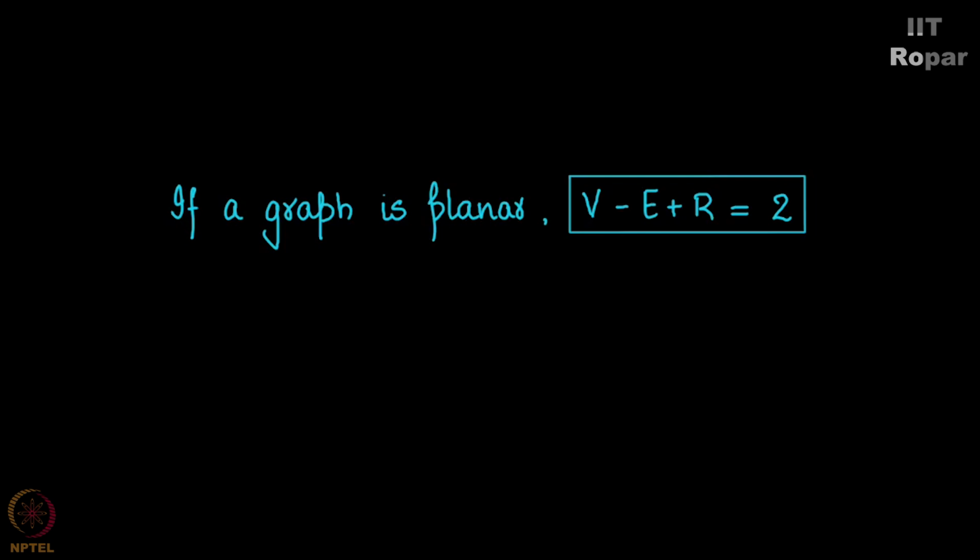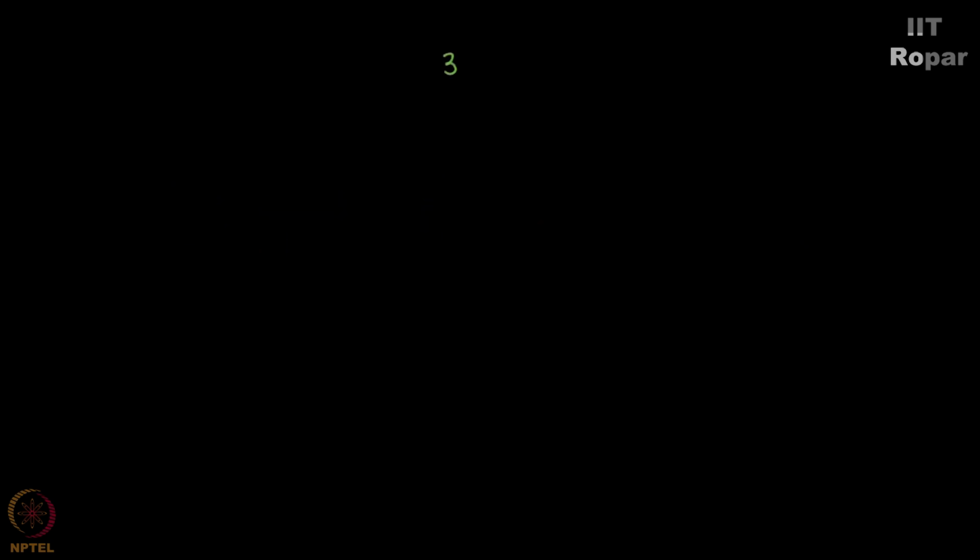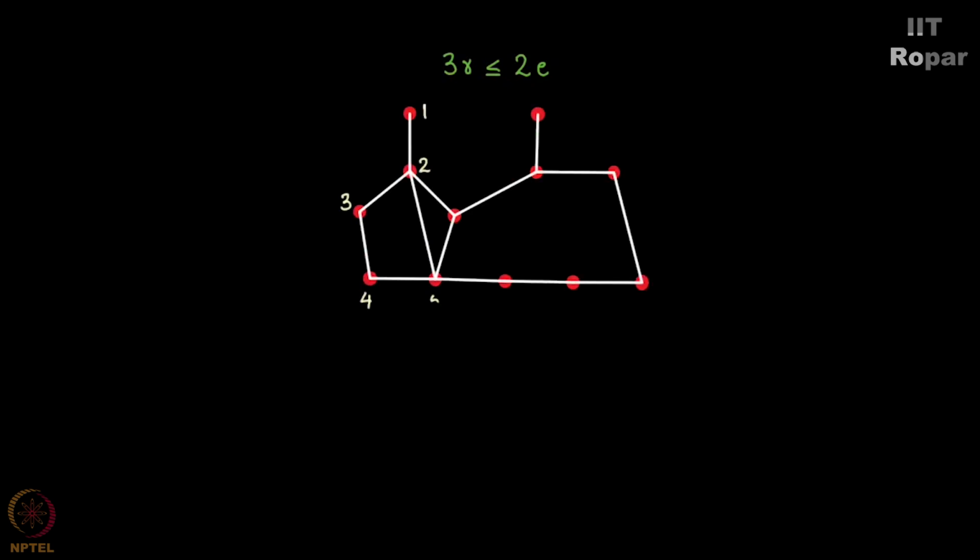Now, let us look at this inequality: 3r is less than or equal to 2e. I say this is true always. Is it true? Let's verify. Look at this graph here. When you count, you will observe that there are 12 vertices, 14 edges and 4 regions. V minus e plus r is indeed true here: 12 minus 14 plus 4 is equal to 2.